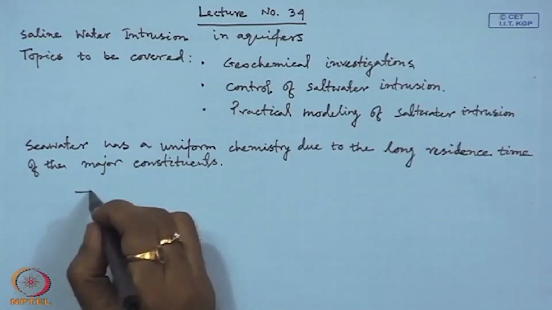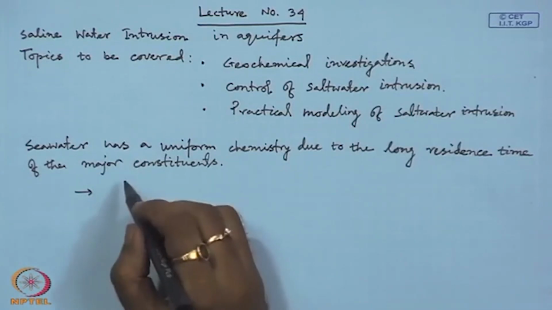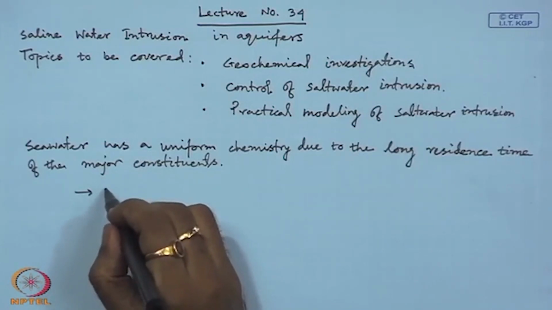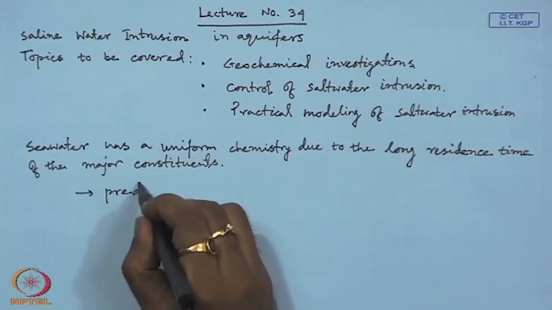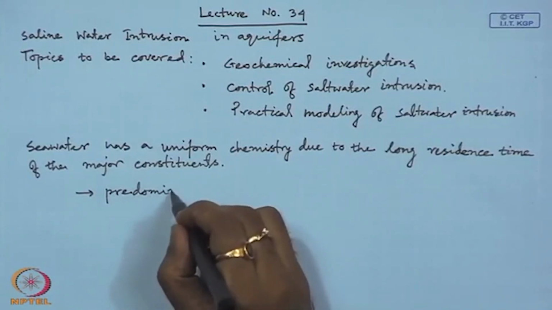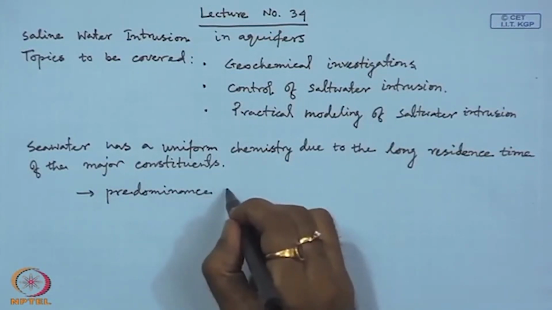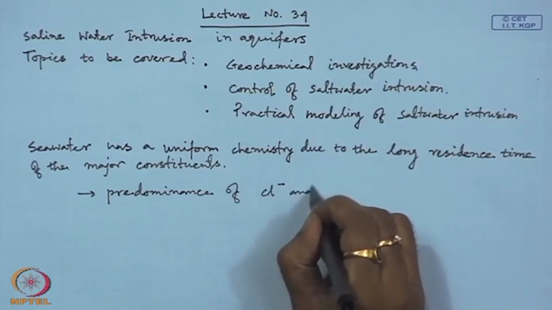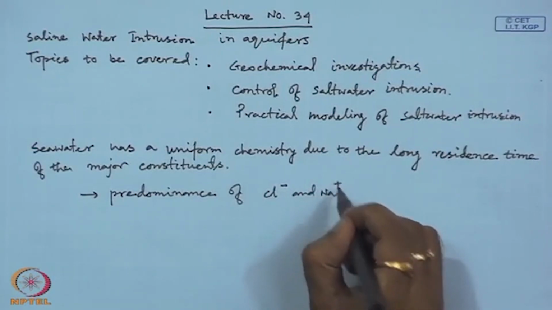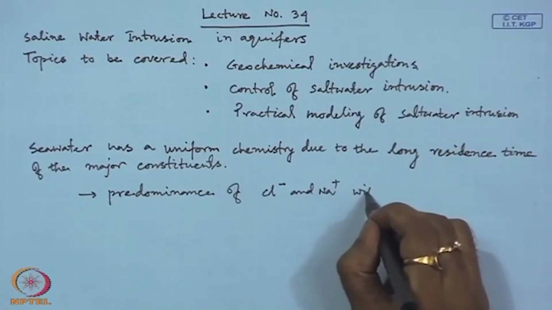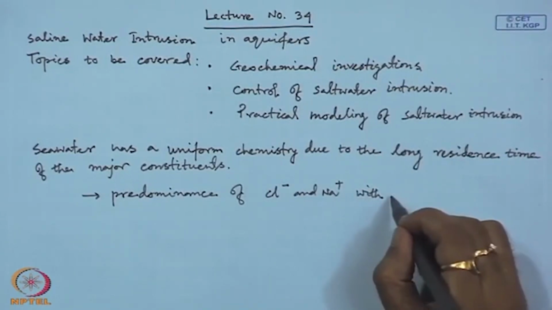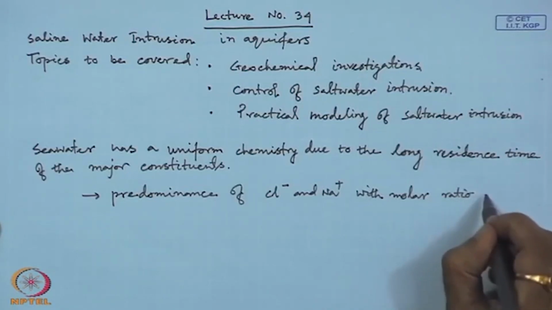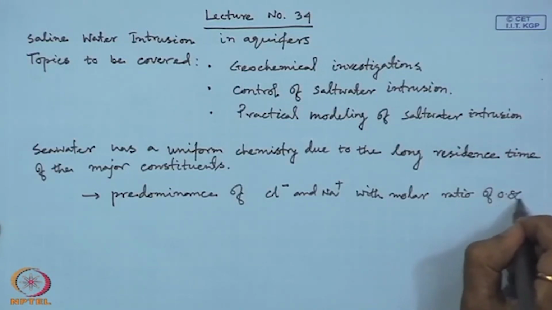So, the main point is the predominance of chloride and sodium, with a molar ratio of 0.86.